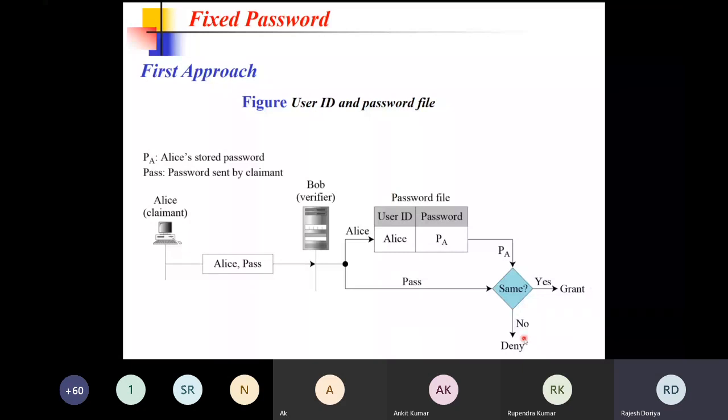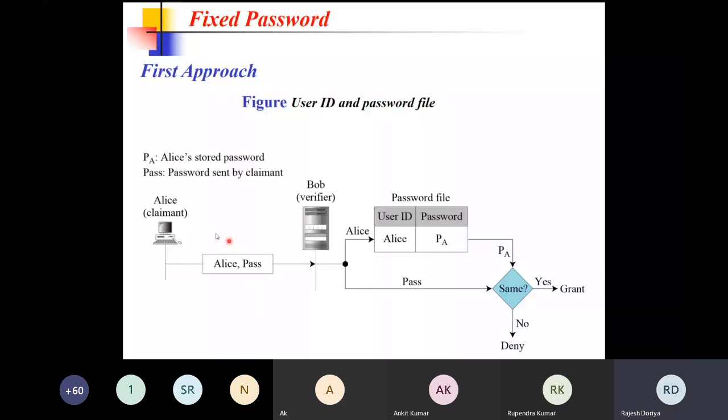So this is a typical flow of your fixed password based authentication scheme, in which we make use of a user ID and a password. Okay, so I guess there should not be any sort of difficulty in this particular example.